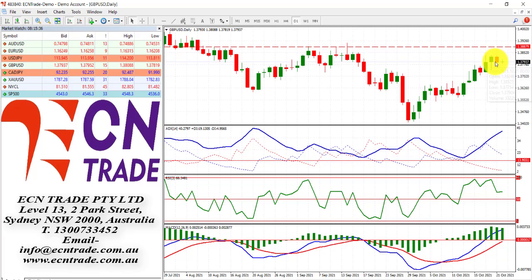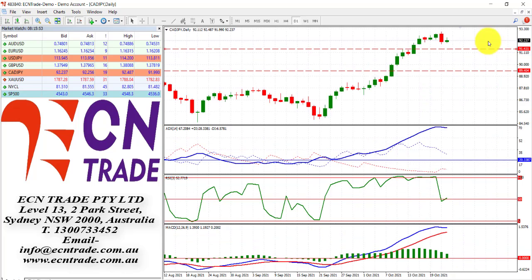The pound was a little bit wobblier, but still, I don't feel the market's going to break down as much as some of the others due to the recent comments from Governor Andrew Bailey, who has been hinting that they could hike rates very soon.